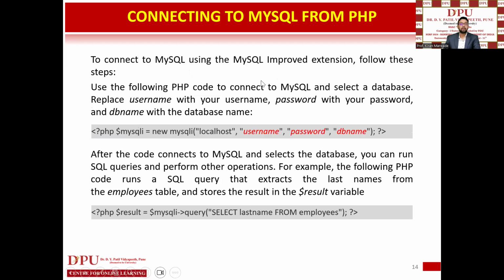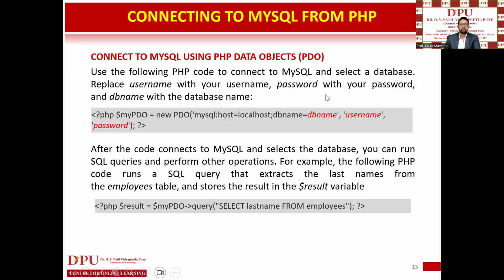Understand? This first one is for PHP code to connect to MySQL, and this one is for PHP code which requires the data objects. Somehow the code is quite similar for both. So instead of directly saying MySQL, what you need to mention is PDO. What is PDO here? PHP data objects. So you write new PDO, MySQL host, some localhost, and then you need to mention that particular database name, the username and password.